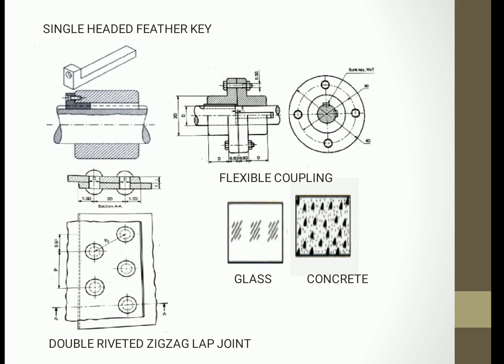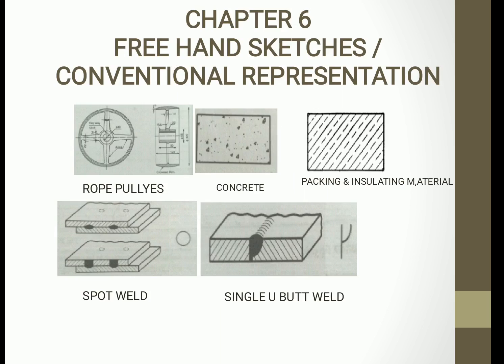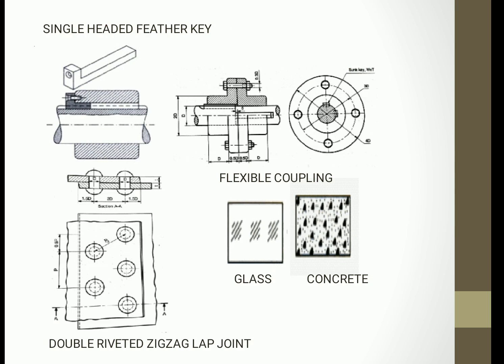Then double riveted zigzag lap joint. Generally in lap joints, plates are overlapped with each other. So here we can see plates are overlapped with each other. See here. And in a double riveted zigzag lap joint, 2 rows of rivets are used.